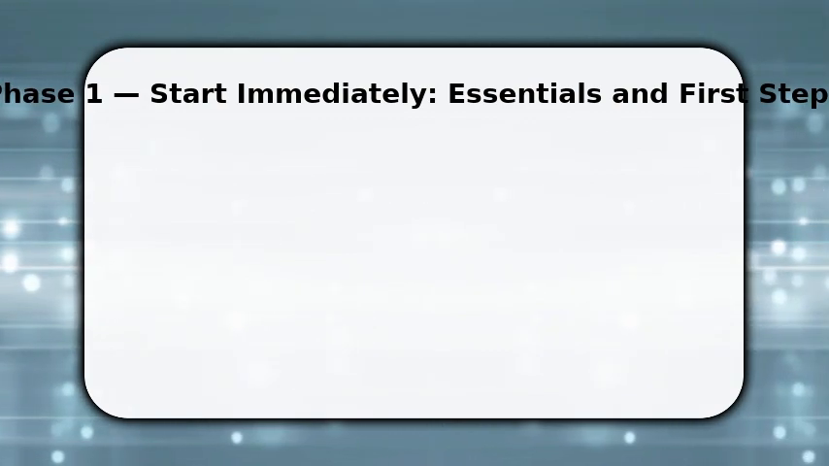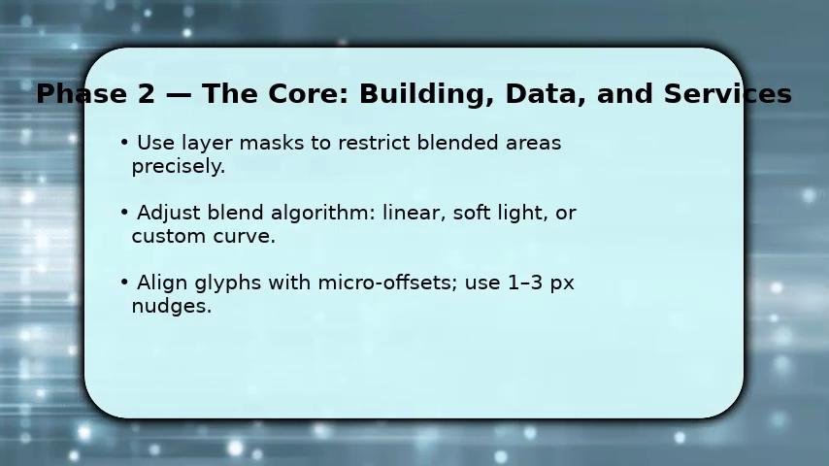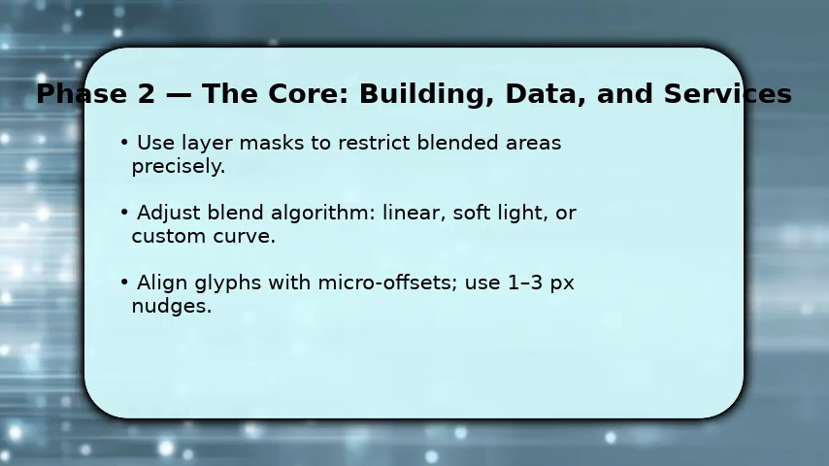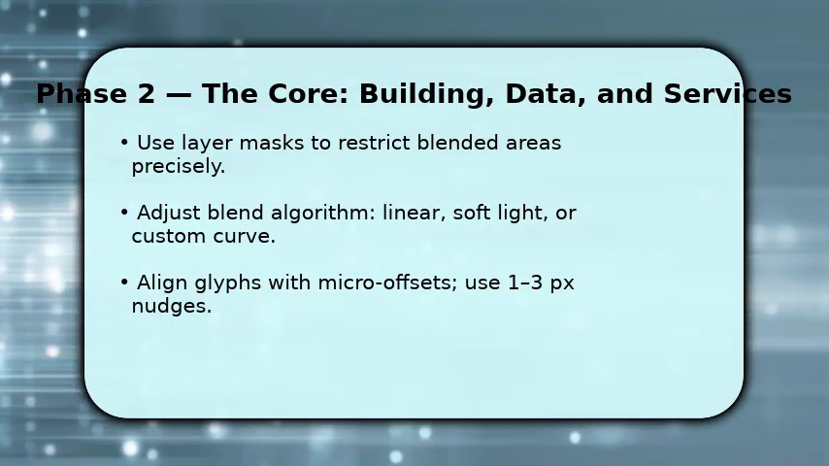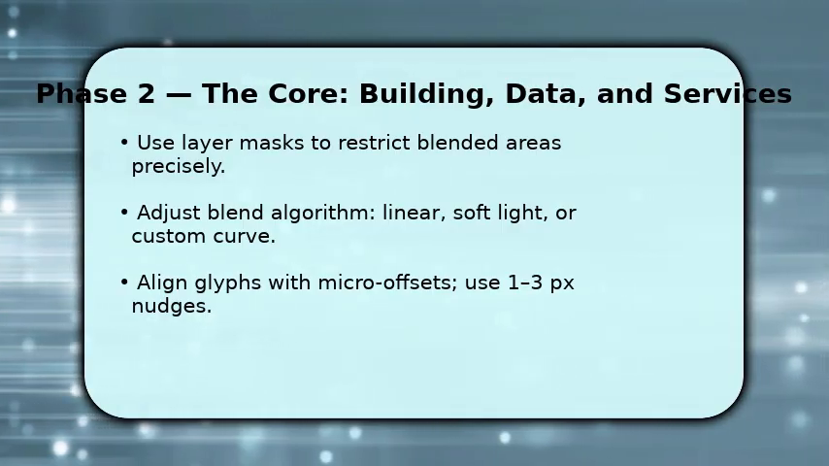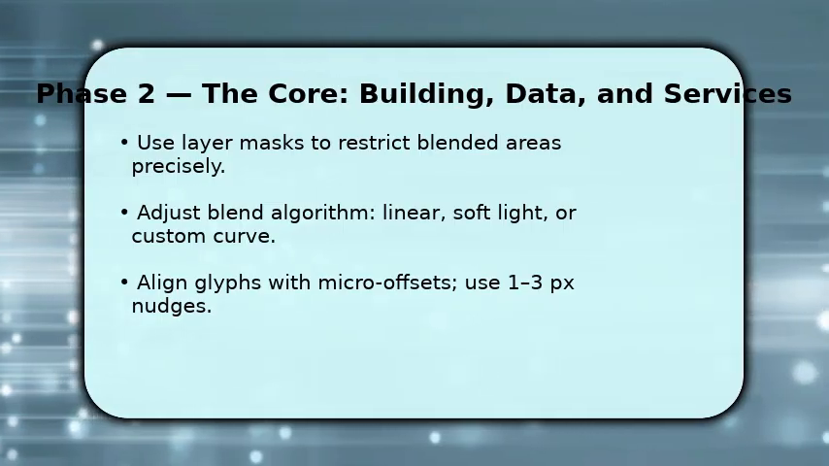You now tackle the complex middle, mask and algorithm. Start by adding a layer mask to the duplicated text so the blend effects only where needed. This avoids global artifacts. Then switch the blend algorithm, test linear, soft light, and a custom curve to see how they interact with color and contrast, because algorithms change letter edge behavior.